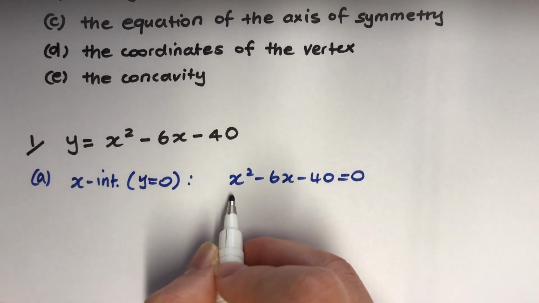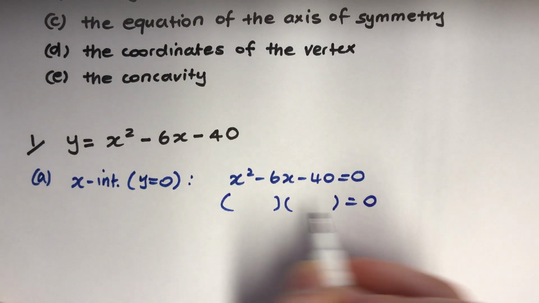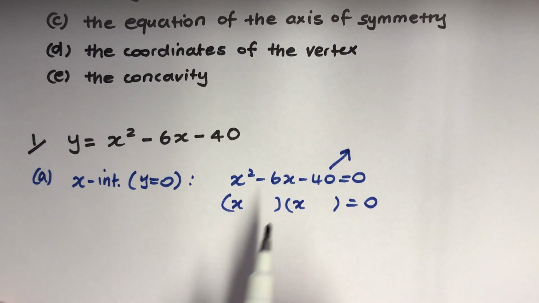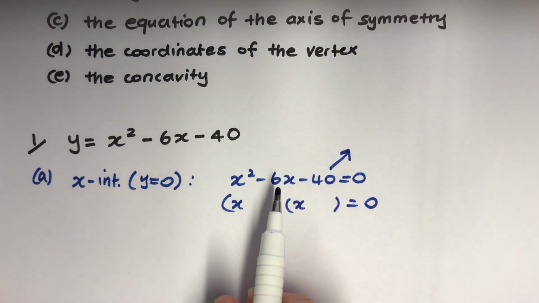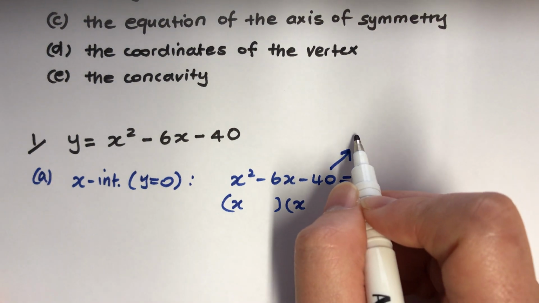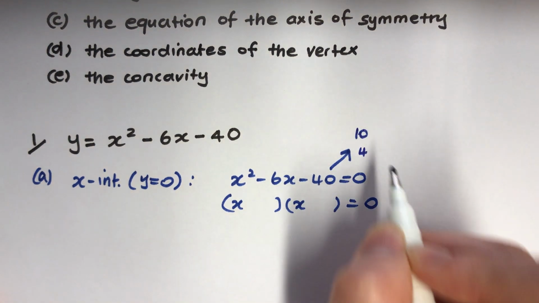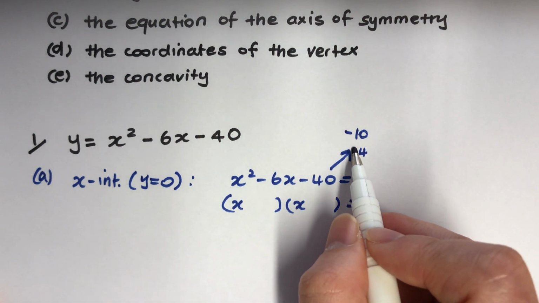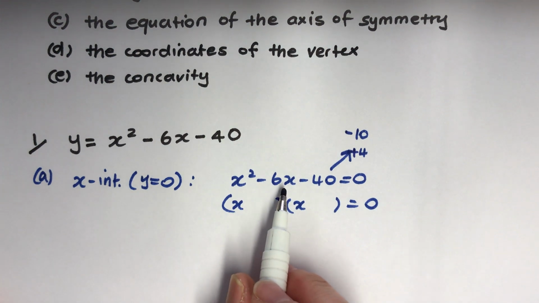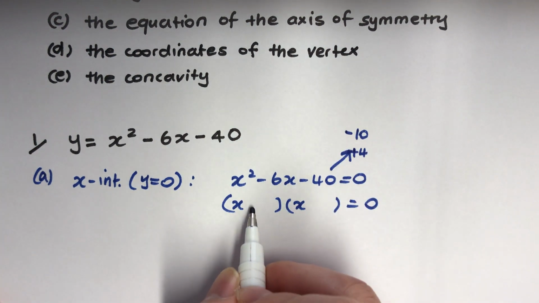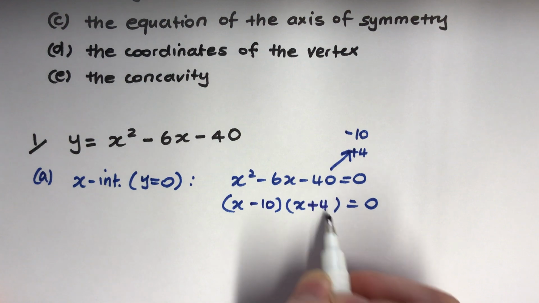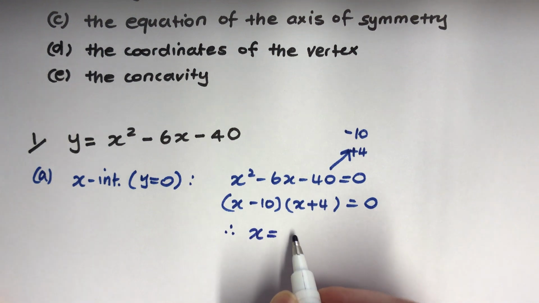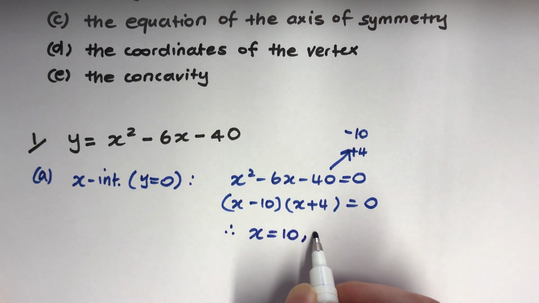Now we just have to factorize this. It's a monic, so it's easy. The factors of 40 that, when you add them together, make 6. Well, the first thing I can think of is 10 times 4, right? If I had minus 10 and plus 4, I will get minus 6 when I add them together. So that would be the perfect one. I'm going to put it like that for my factors. So therefore, my x values will be 10 and minus 4.